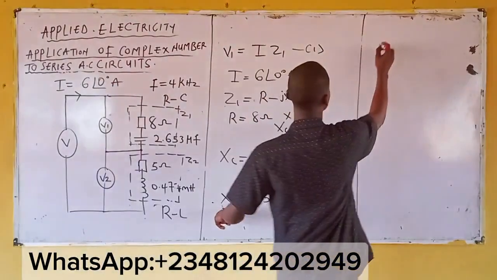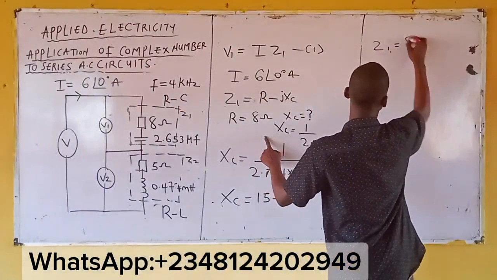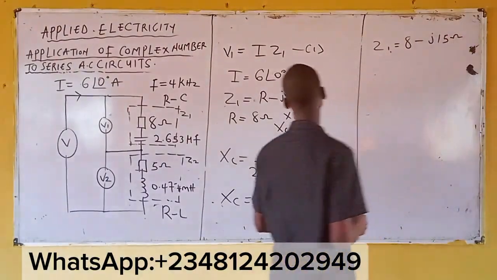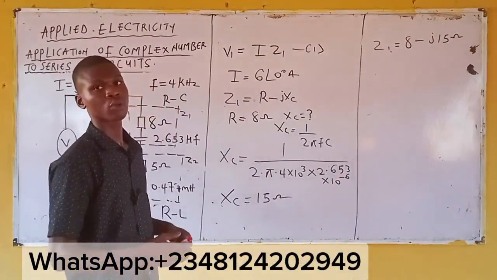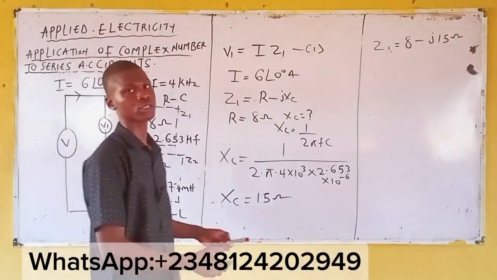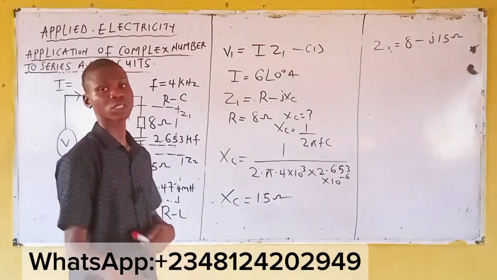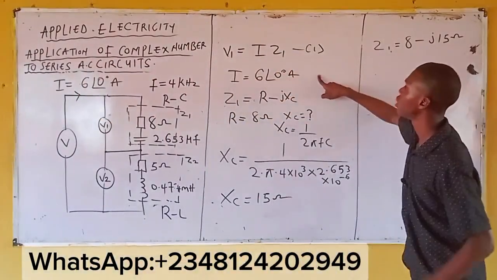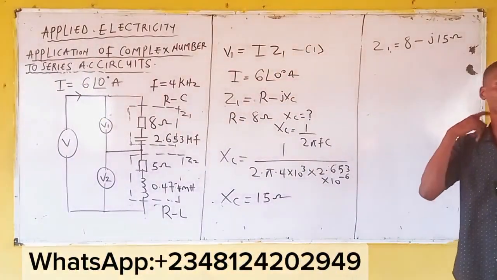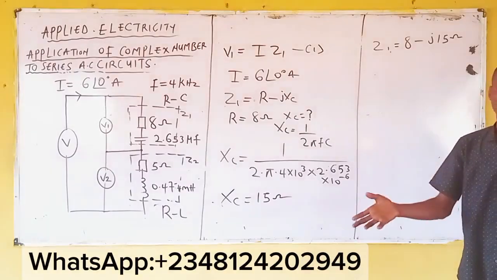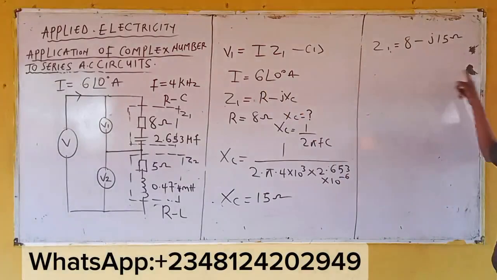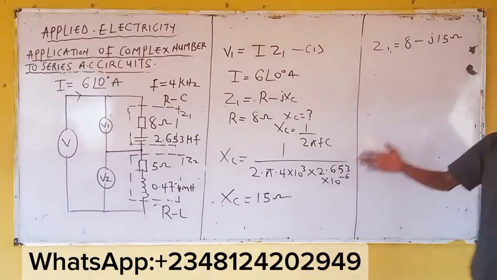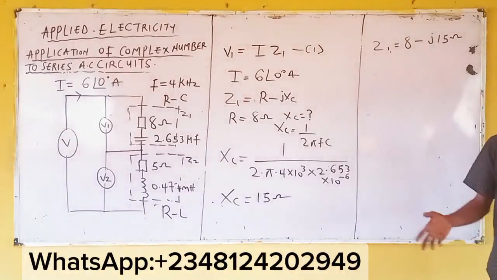Right? Now, to get Z1, substitute. What's your R? 8 minus j. What's your XC? 15 ohms. And I said that it is always easier, if you want to calculate the value of a parameter, let's say voltage or current, to express it in polar form. Since I is in polar form, it's your choice. You might decide to express in polar form or rectangular form. Now, I is in polar form, Z is in rectangular form. It's left to you. You might decide to express both in rectangular form or polar form. You still get the same answer, but it's always easier if you have it in polar form.